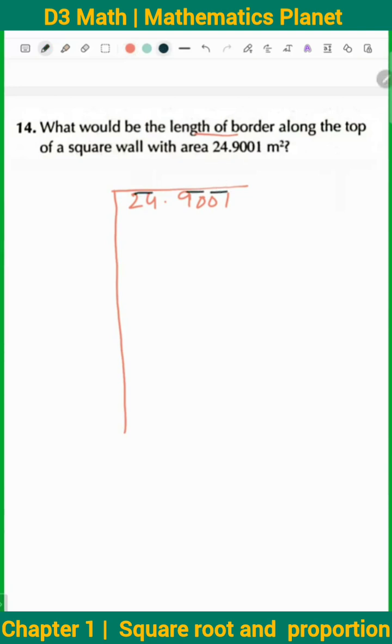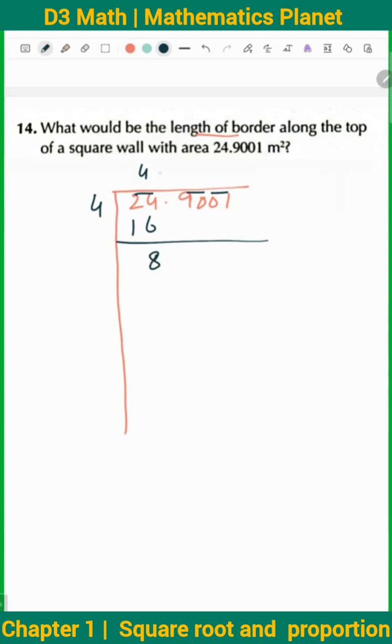Make the pairs. 5 5s are 25. So you get 5 5s are equal to 25 now. We can do with 4. 4 times 4 is 16. You get 8. Take the point up.